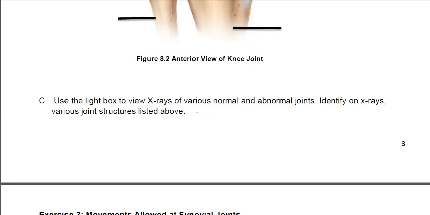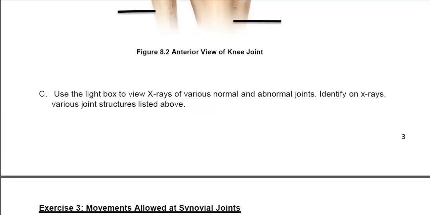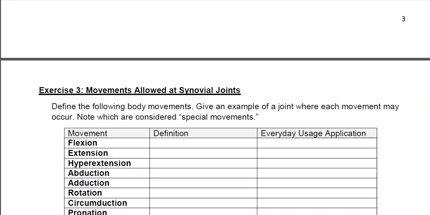Obviously you don't have x-rays and a light box to look at these at home, but you can go online, look at x-rays, find x-rays of normal joints, look at x-rays of abnormal joints, broken joints, just see if you can spot the difference. You're not going to see these on the lab exam. This is kind of if you're interested, you might want to take a chance and look at that.